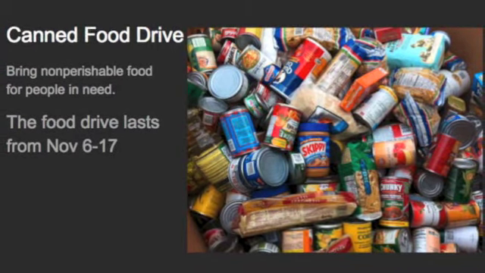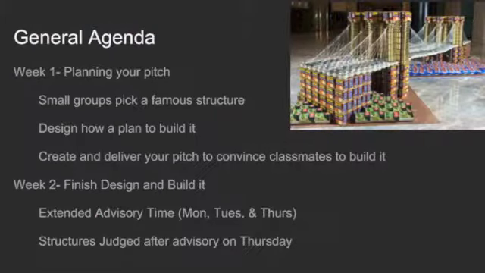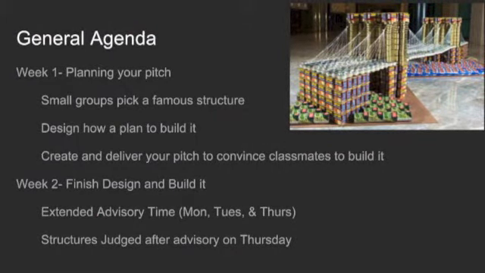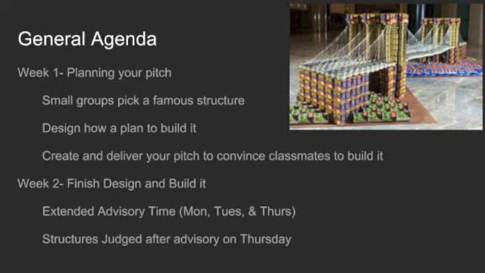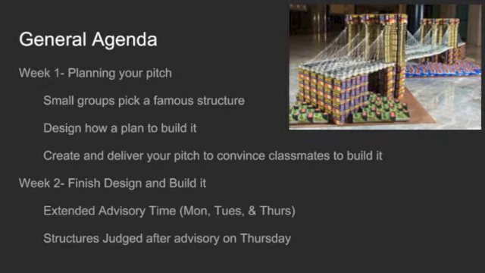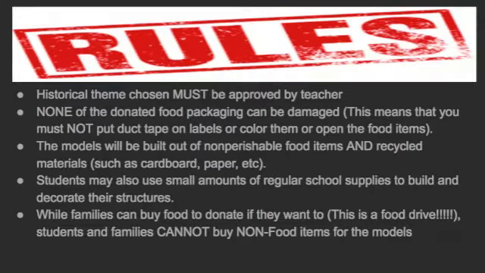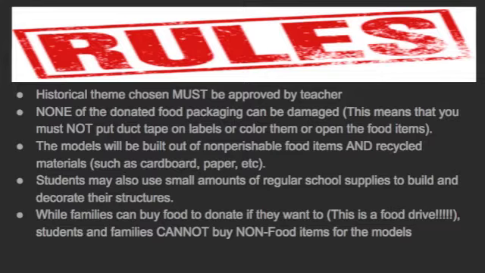Remember the general timeline. This week you're going to be choosing what historical thing you're going to model, and then you're going to be pitching it to your fellow classmates on Thursday so they can decide, and you can decide, which ones you're going to build. Remember the general rules. Your historical theme must be approved by your teacher, so tell them today before you put too much work in. And then you need to follow the rules in the process of building your models.